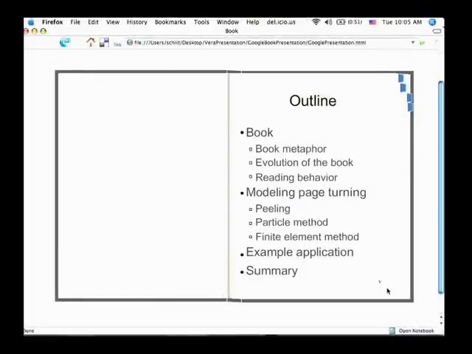So the outline of my talk will be, first, I'm going to explain the book metaphor, the evolution of the book, users' reading behavior, and techniques to model page turning. Then I will show you my book prototype example that uses one of these page turning mechanisms, and I will summarize my talk. So it will be a very short talk.